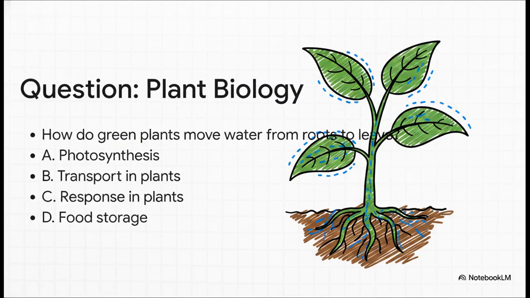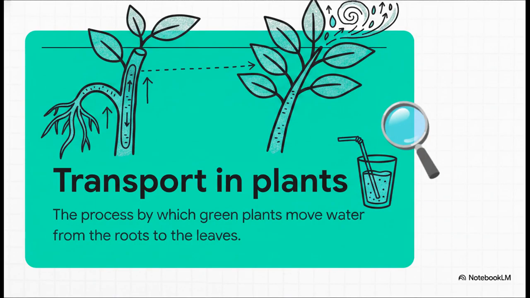One more for this round. And it's pretty amazing when you think about it. How do green plants get water all the way from their roots, deep in the ground, up to their leaves, sometimes hundreds of feet in the air? Is it A, photosynthesis, B, transport in plants, C, response in plants, or D, food storage? The correct answer is B, transport in plants.